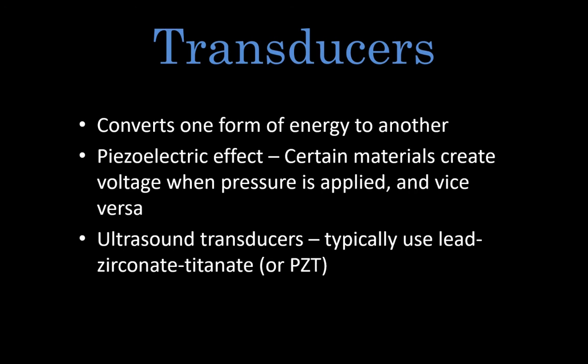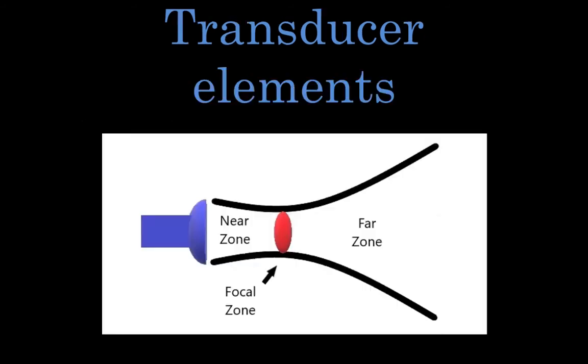Simply put, a transducer is something that converts one form of energy to another. Piezoelectric property implies that a substance creates a pressure wave when an electrical current is applied to it, and conversely generates a current when a pressure wave is applied. Quartz and tourmaline are two naturally occurring substances that have piezoelectric properties. Synthetic crystals are now used with ultrasound imaging, and the most common is the lead zirconate titanate, also known as PZT. This is a diagram of a transducer with its specific zones.